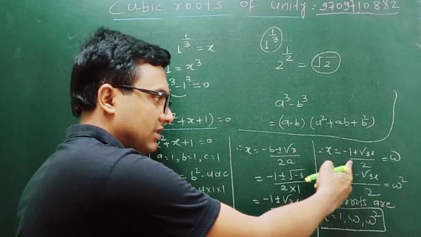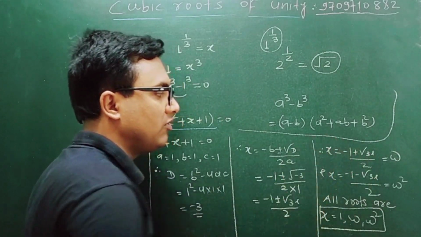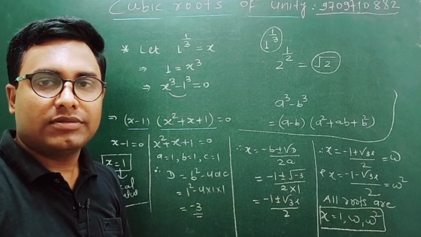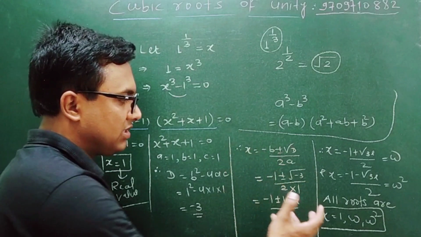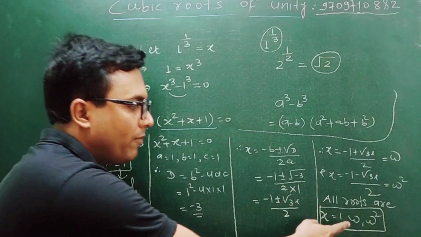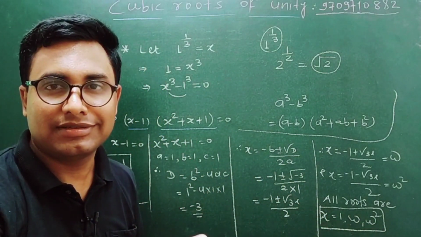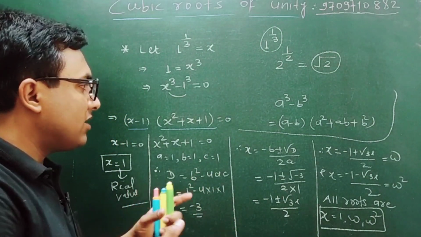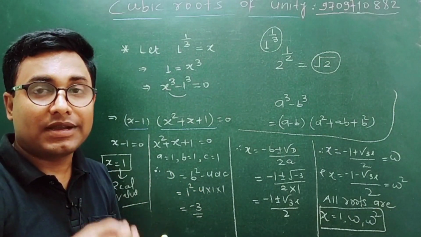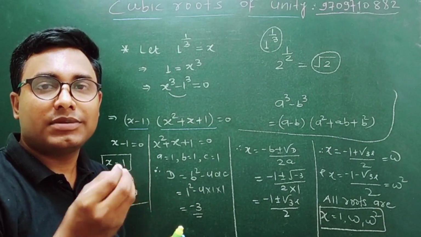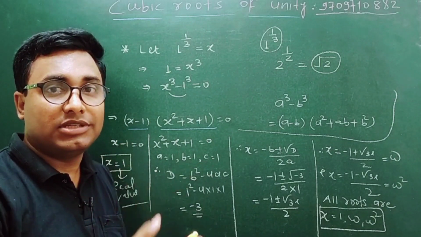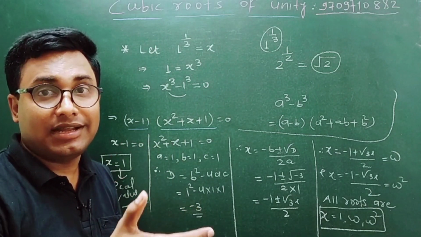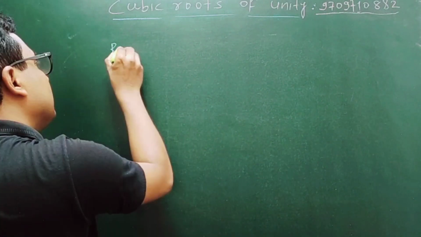Value of omega is minus 1 plus root 3 iota upon 2. Value of omega square is minus 1 minus root 3 iota by 2. Hence we get 3 roots: 1, omega and omega square. Omega and omega square are imaginary roots, but 1 is a real root. There are some special properties of the cubic roots of unity. We can directly use these properties in solving problems of competitive exams like NDA and JEE also.